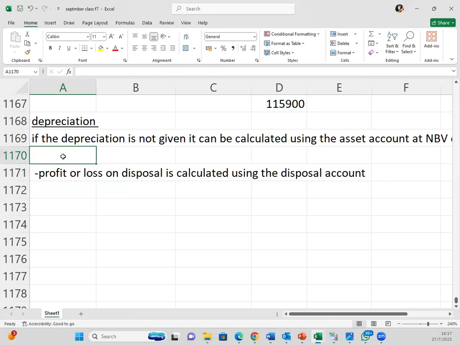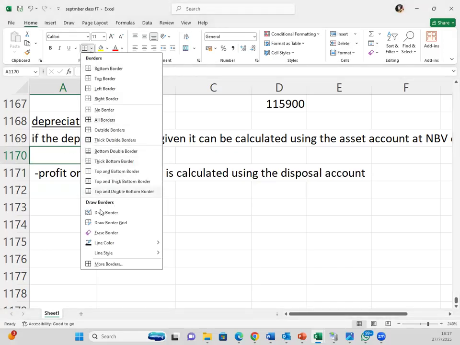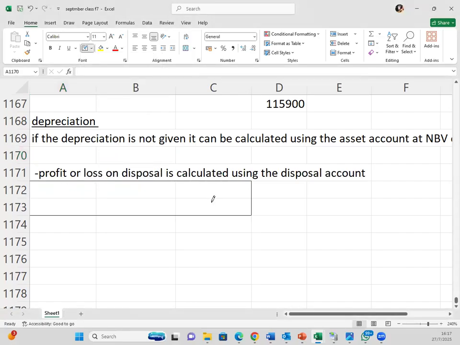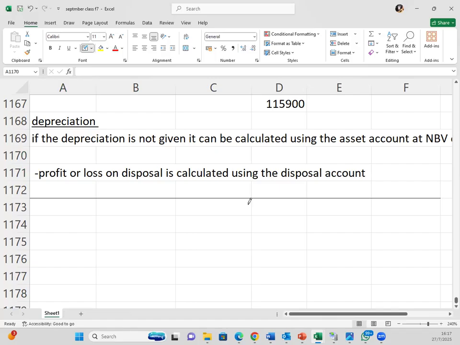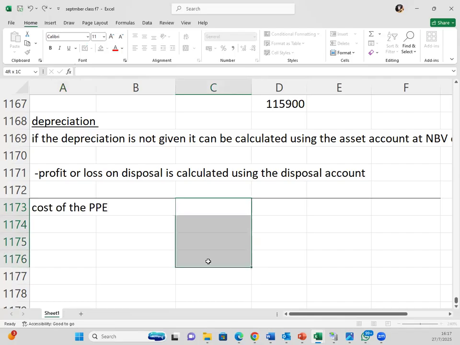So the disposal account, remember, for the disposal account, you need the cost of the PPE.